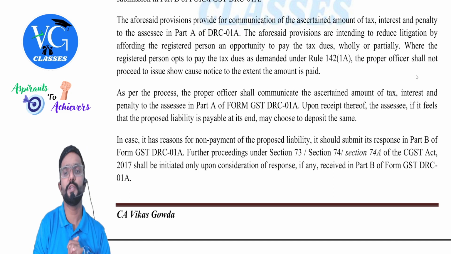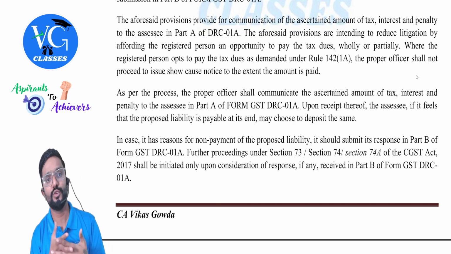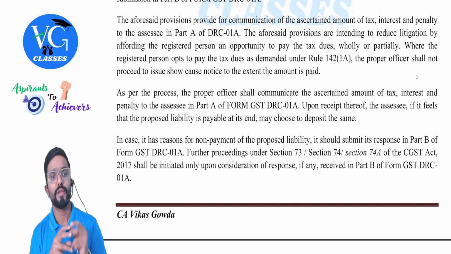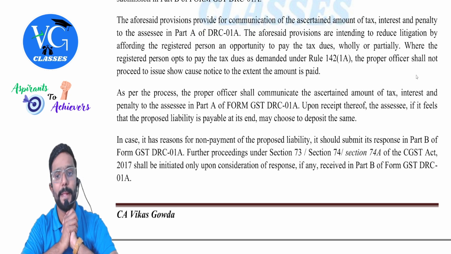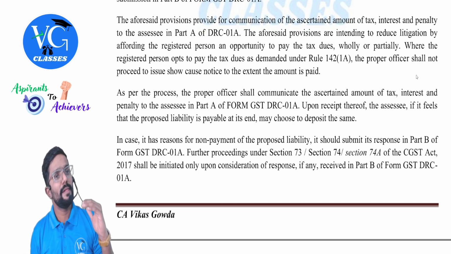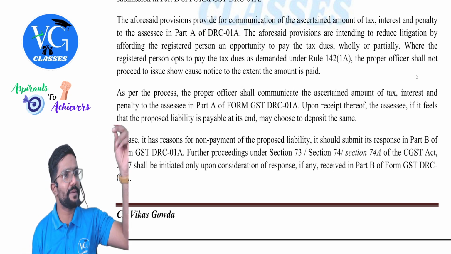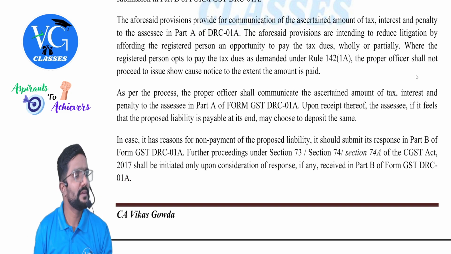Through this communication, where the registered person opts to pay the tax dues as demanded under Rule 142(1A), the proper officer shall not proceed to issue a show cause notice to the extent the amount is paid. Now assume a communication was made to a registered person, he accepted it and he paid it. Will notice be issued under section 73 or 74?